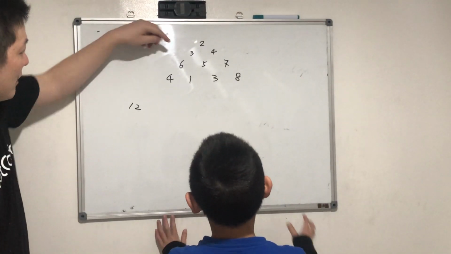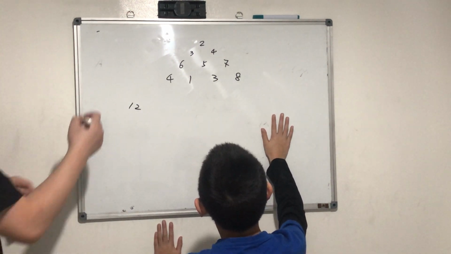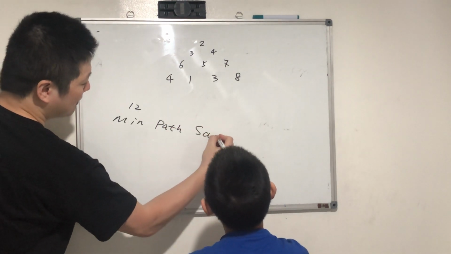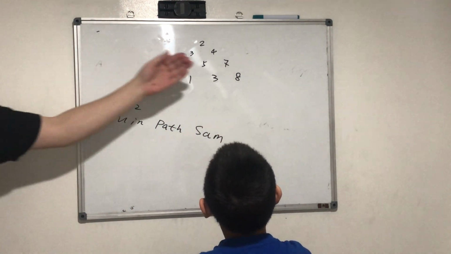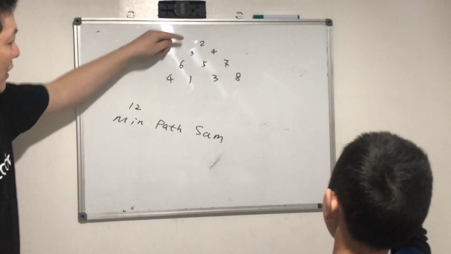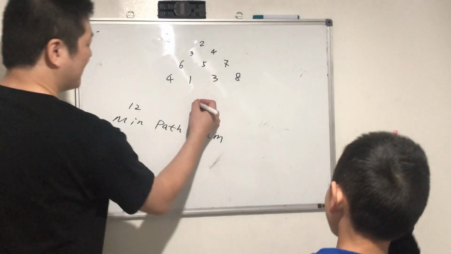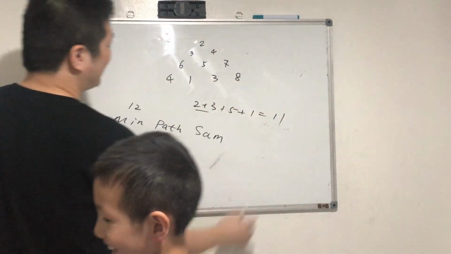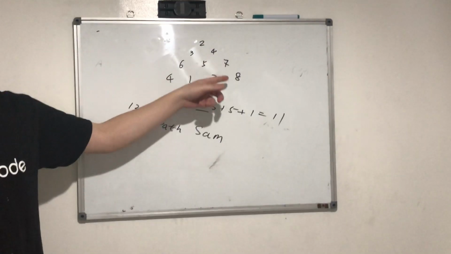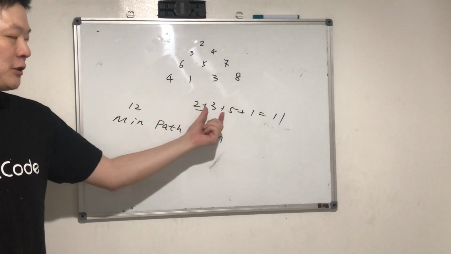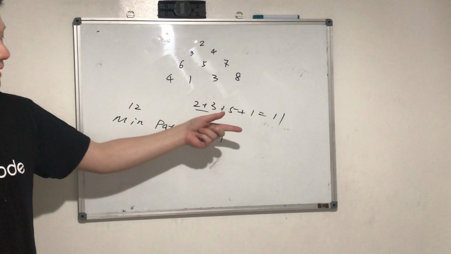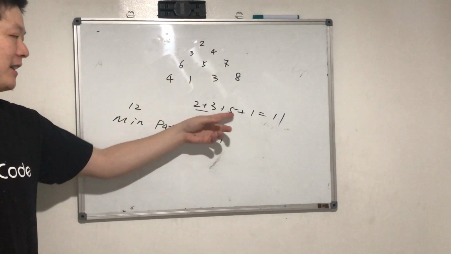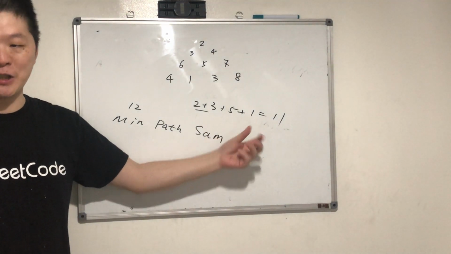I wanted the minimum path sum. Okay, so you can go to the left: 2, 3, 5, 1. So what's this? 11. Yeah, that's the minimum. You cannot find any other path smaller than this one, right? Look, 2, 4, 5, 3, and 2, 4, 7, 8 are more than 11. So 11 is the optimal answer we're looking for.